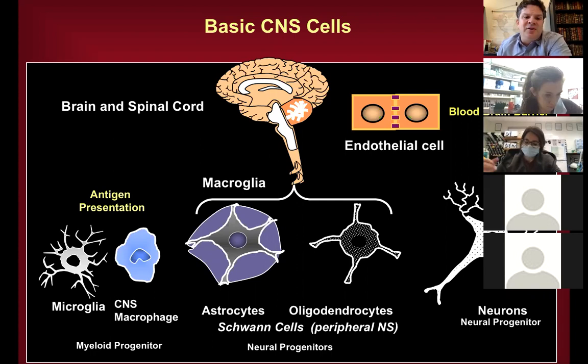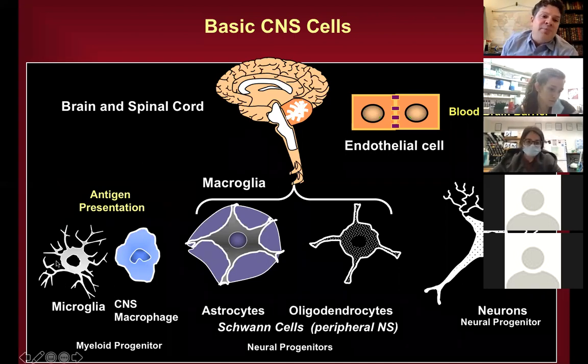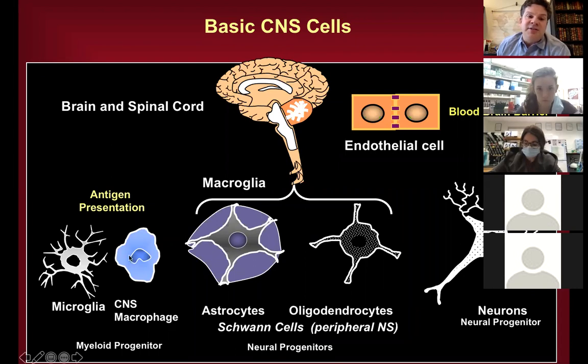They really are the only cell here that has some of the capabilities that other immune cells have. So of all the cells in the brain, really the only one that can present antigen would be the microglia. All right. There turn out to be a couple different subpopulations of CNS macrophages. These cells come from the bone marrow.